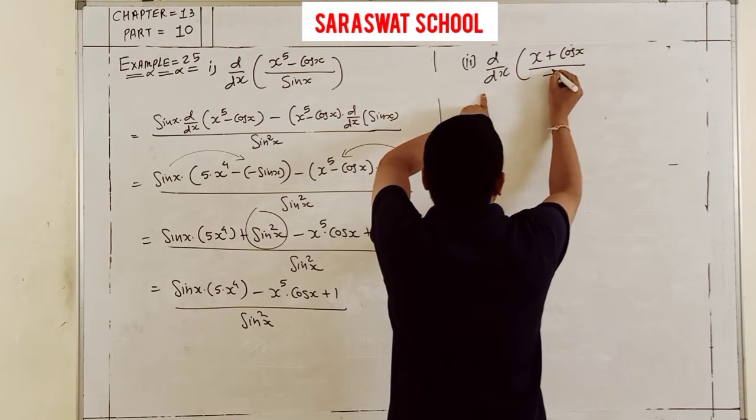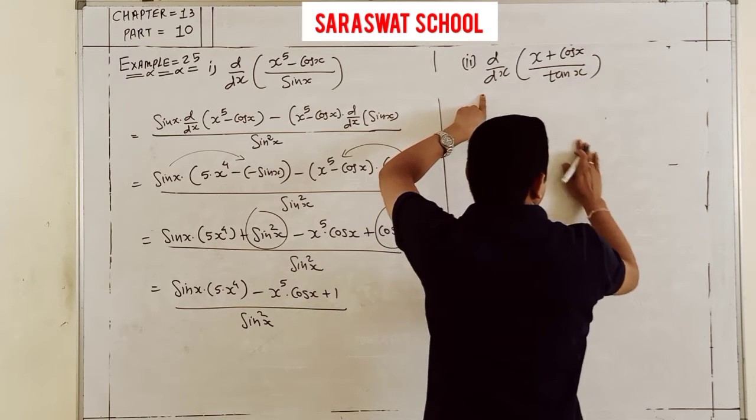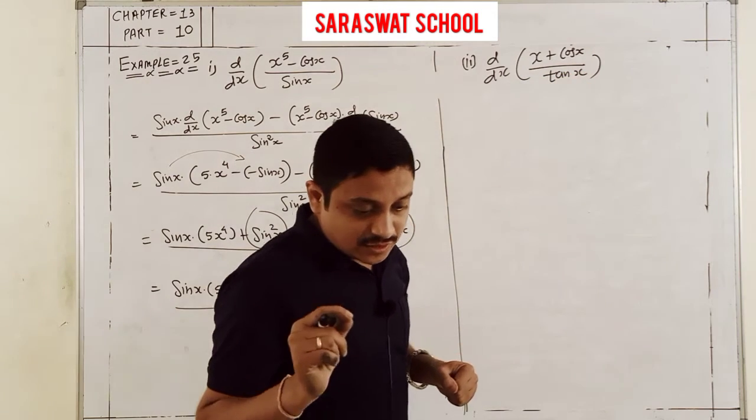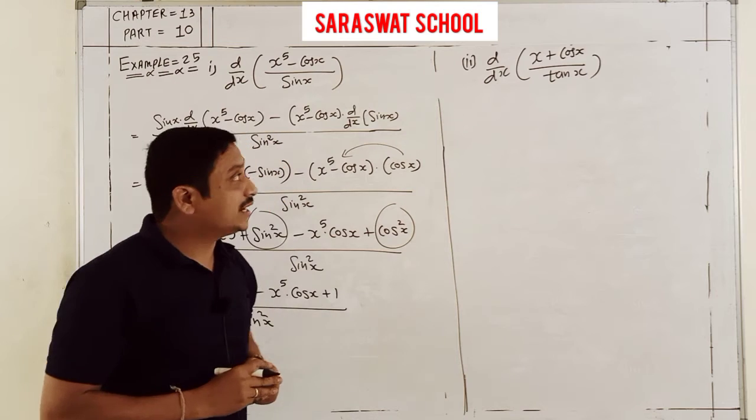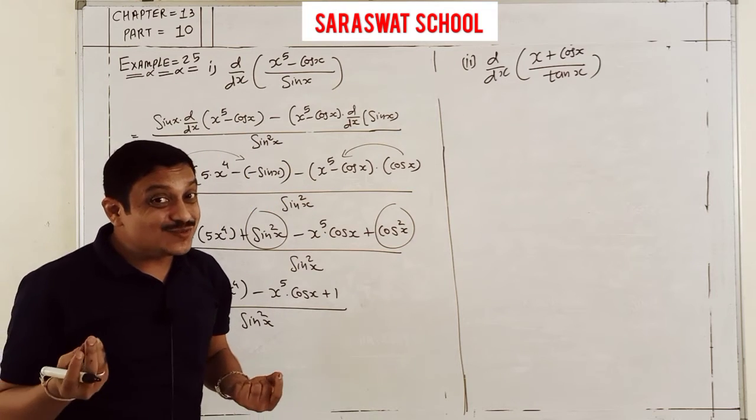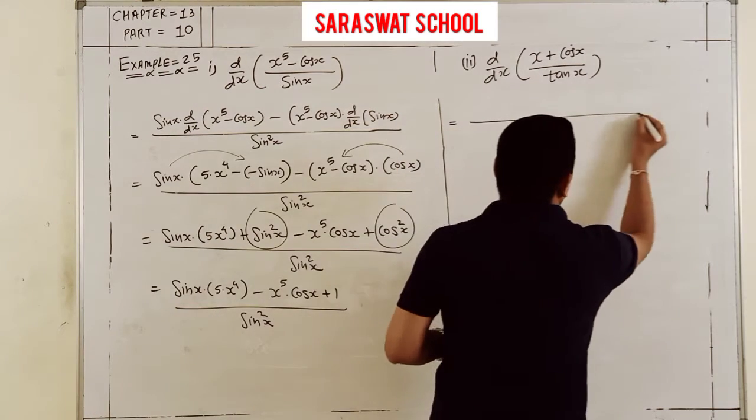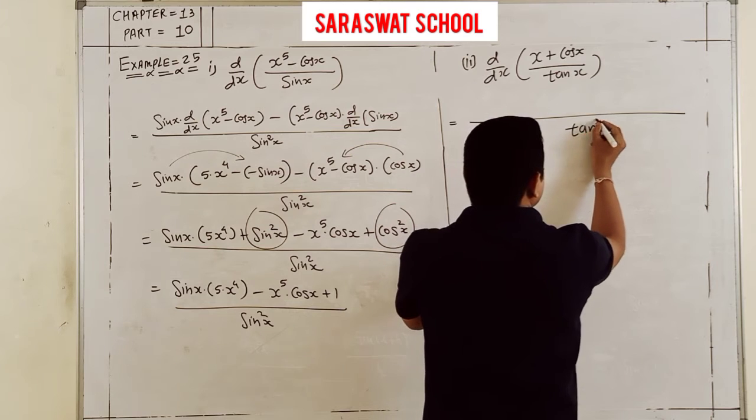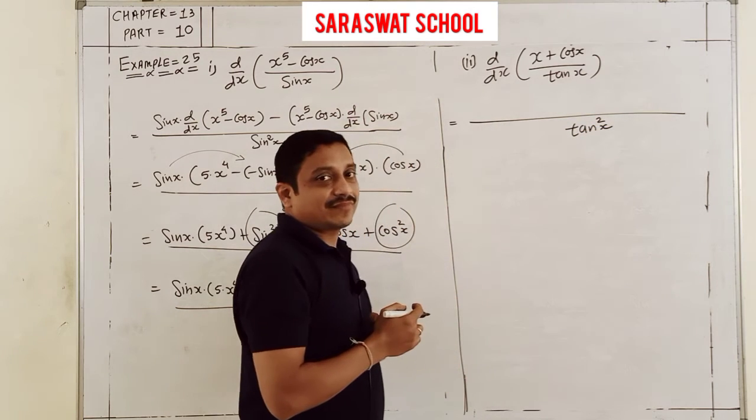Now we go to the second question, d/dx of example 25, question number second: x plus cos x below tan x. Again check, x plus cos x below tan x. Same apply, u by v rule.